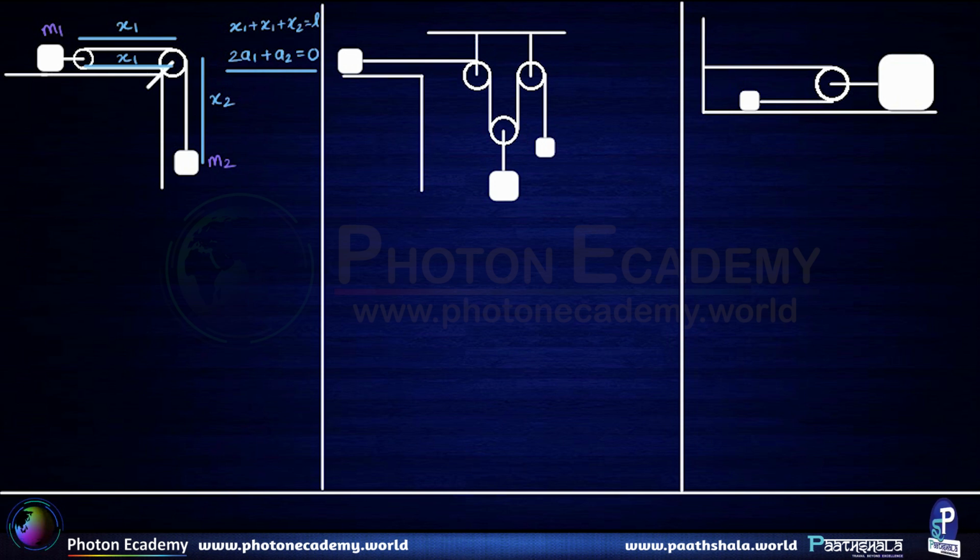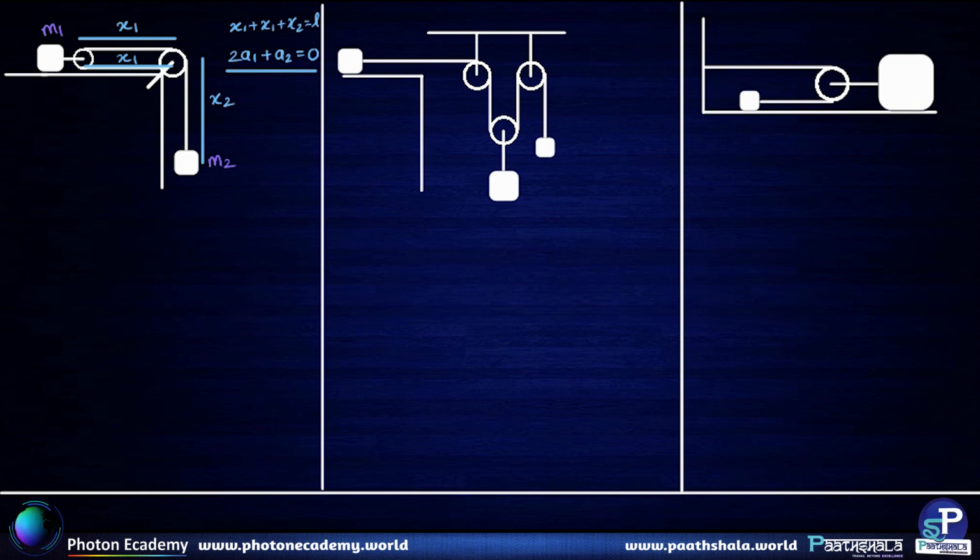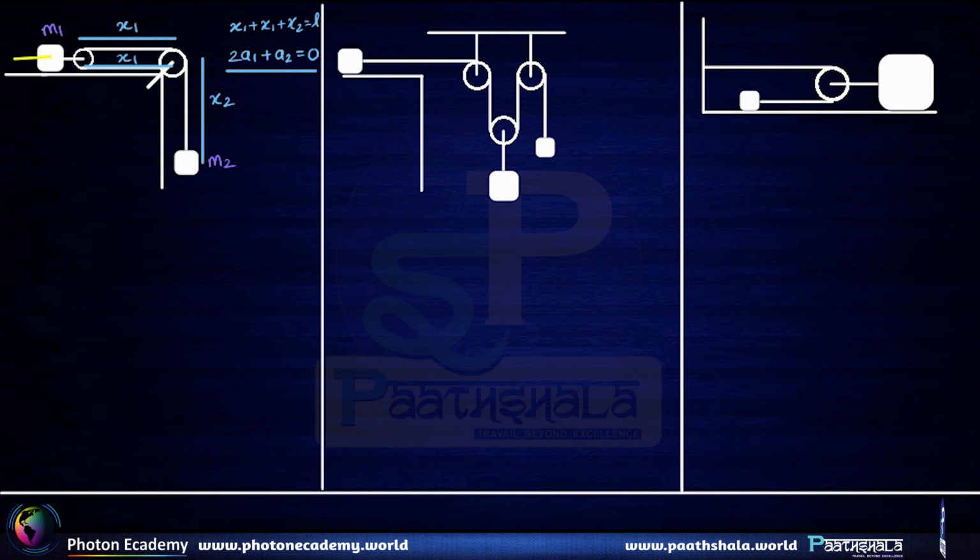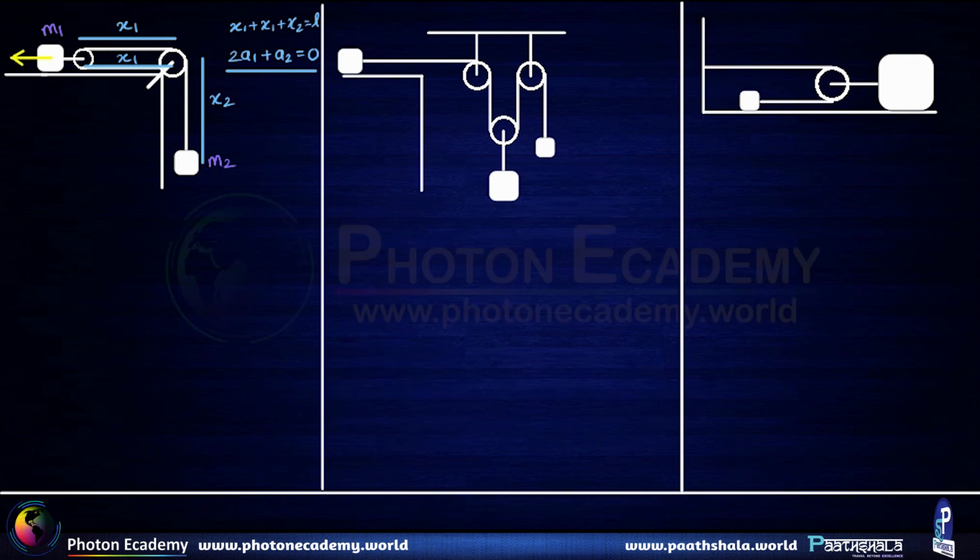Here we will need to consider the direction of acceleration of m1 to be towards the left hand side. I am going to assume that away going sense is the positive sense, so m1 has to go away from the rigid support, m2 is going below. So this is the direction in which I have assumed the accelerations a1 and a2 to be.